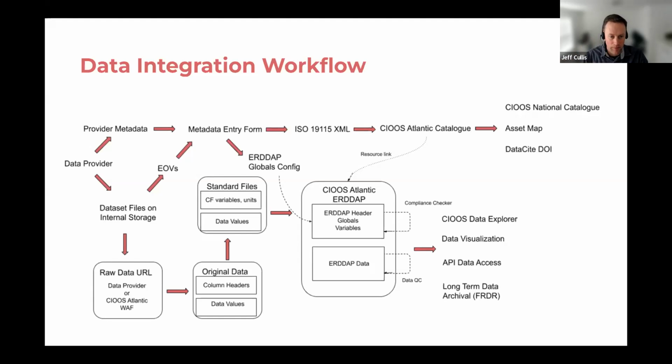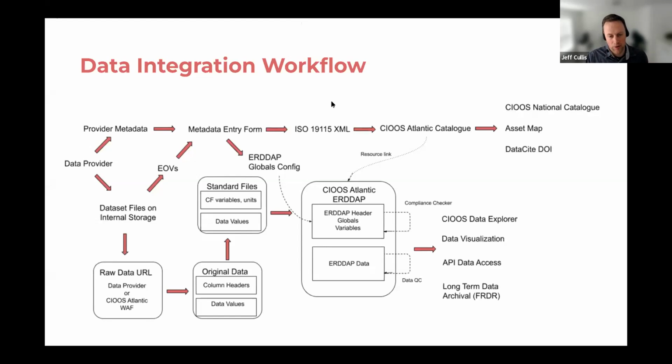So you can see some of the metadata coming in from the metadata form, and then the data itself being standardized as well. And from there, once we have that ERDAP link, we go back to the catalog record and add a resource link into ERDAP so that it can be found through the catalog. And then we essentially run some compliance checks. We might have to modify the standard files a little bit to get it up to compliance.